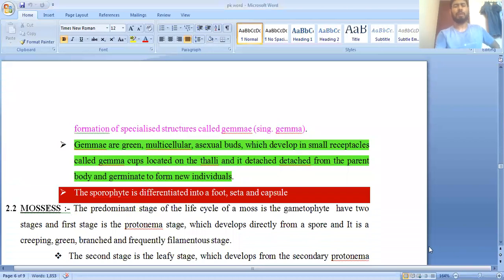Clear? And one thing also given: the sporophyte is differentiated into foot, seta, and capsule. It means the plant body of the bryophytes is gametophytic dominant, and the sporophyte is not dominant. Why? Because the sporophyte is dependent on the gametophyte. Clear? And the sporophyte has three different structures: FSC. FSC means foot, seta, capsule.